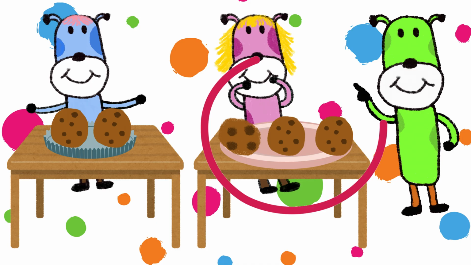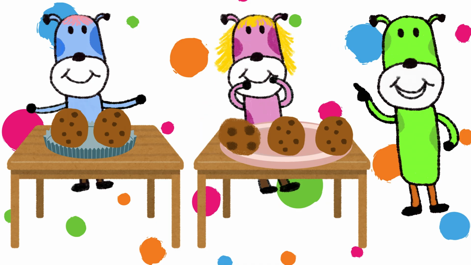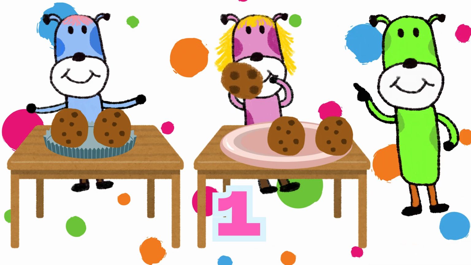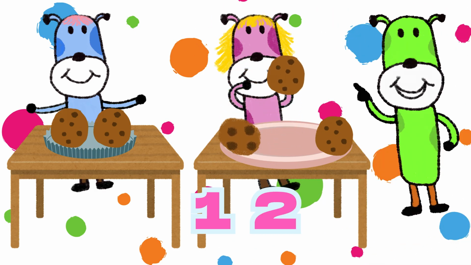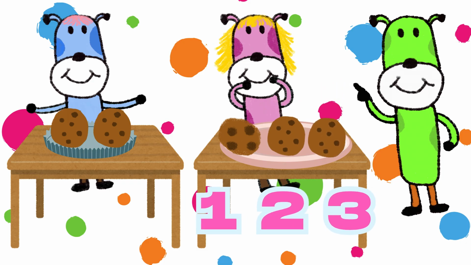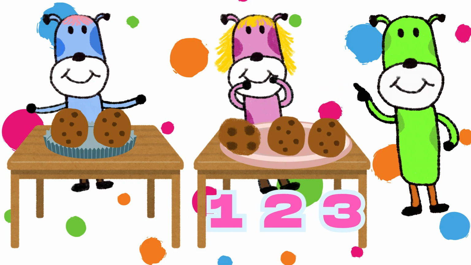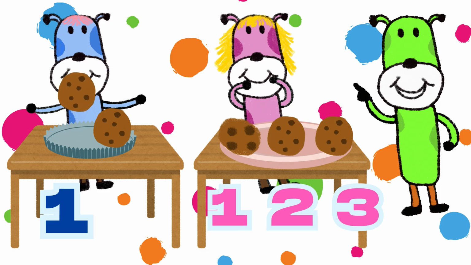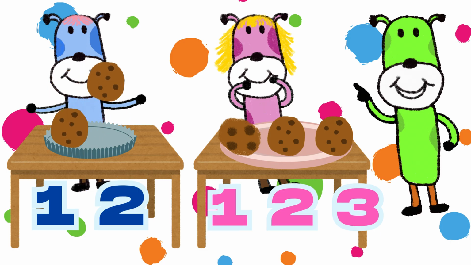Great job, kids. Now let's count how many cookies are on this pink plate. Are you ready? Let's count. 1, 2, 3. There are 3 cookies on this pink plate. Great job, kids. Now let's count how many cookies are on the blue plate. 1, 2. There are 2 cookies on the blue plate.